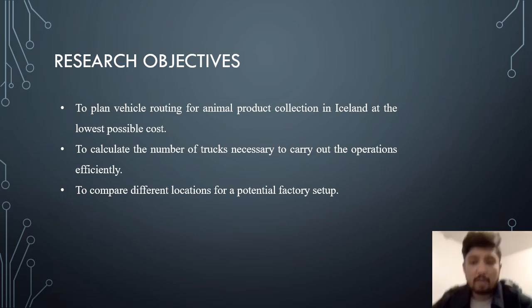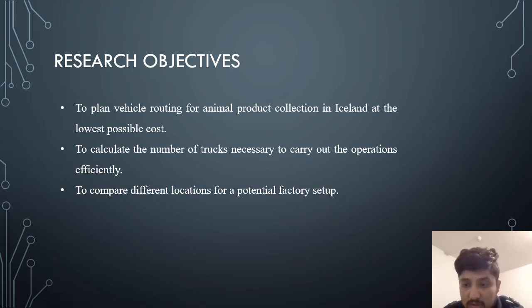Here are my key research objectives, what I tried to fulfill in this thesis. First, to plan vehicle routing for animal byproduct collection in Iceland at the lowest possible cost, which was my key performance indicator. Second, to calculate the number of trucks necessary to carry out the operations efficiently. And lastly, to compare different locations for a potential factory setup for processing these animal carcasses.